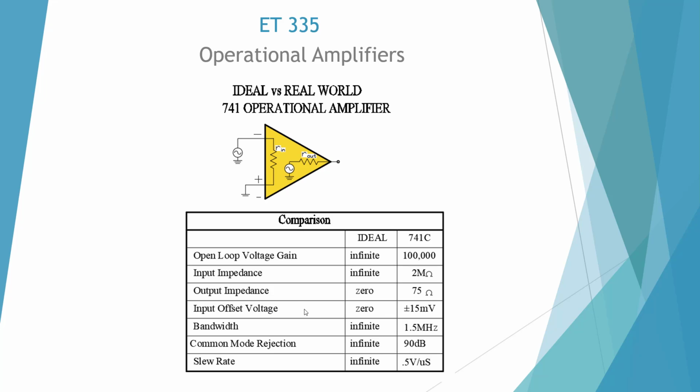Input offset voltage is 0. The real world is plus or minus 15 millivolts. Our bandwidth is infinite, but the limit is probably about 1.5 megahertz. Common mode rejection, infinite, and it's about 90 dB. Slew rate is infinite and about 0.5 volts per microsecond. And I'll cover these units later.